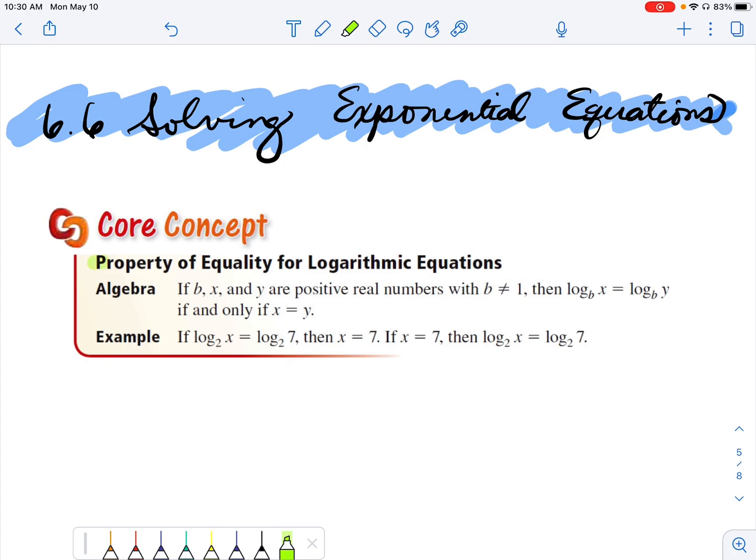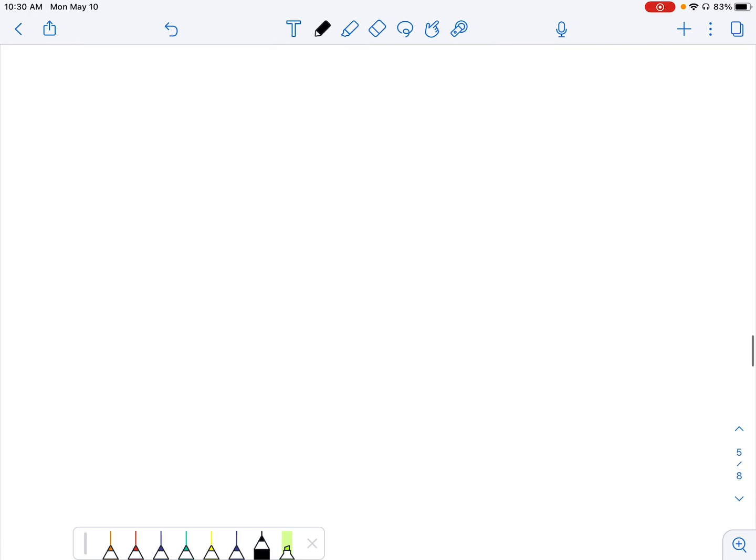So we're going to cover the property of equality for logarithmic equations. It's very straightforward, you guys. If each side of the equation has the same log, then they cancel out, and then what's left is equal to each other. So let's do some problems here.